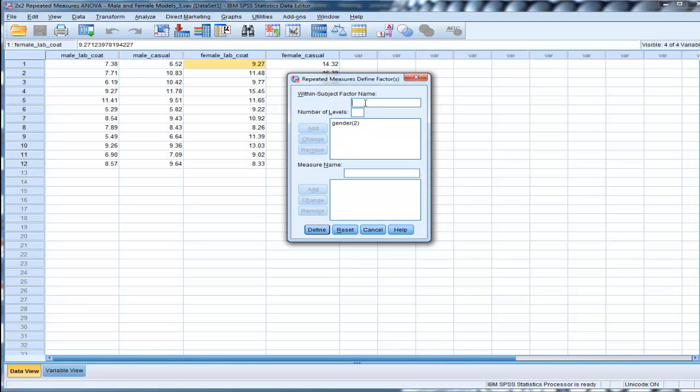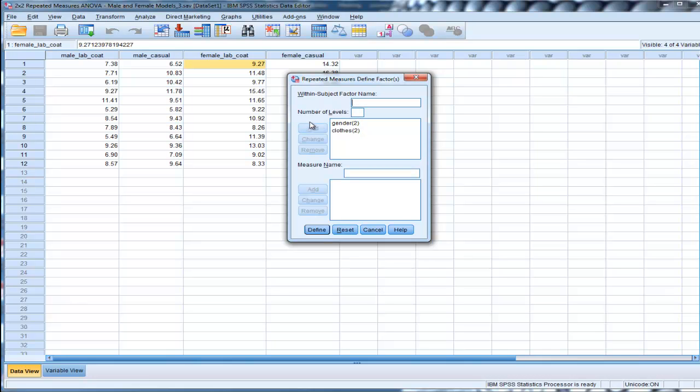So I've got my first within subjects factor named. The second one is type of clothing, wearing a lab coat. They were probably wearing more than just a lab coat. Let's just say they were wearing pants and a shirt and a lab coat, so they were conservatively dressed. I'll put clothes as my second within subjects factor, of which there are 2 levels.